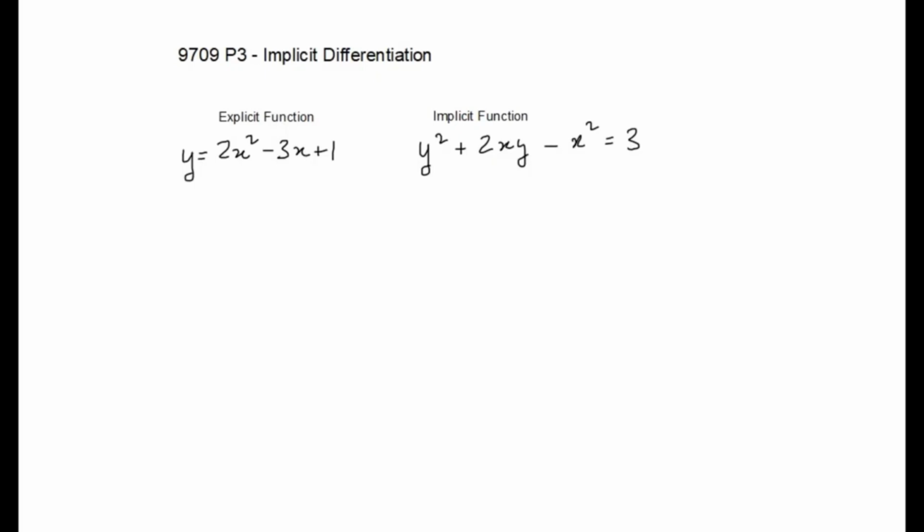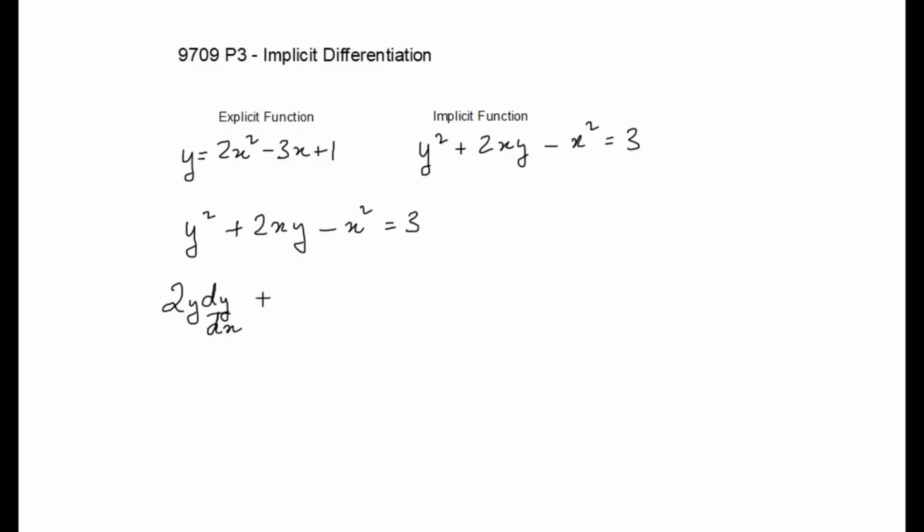So let me take this example. y squared plus 2xy minus x squared is equal to 3. So here, if I differentiate the first term, it's going to be 2y. But because it's a differential, I multiply it by dy by dx.